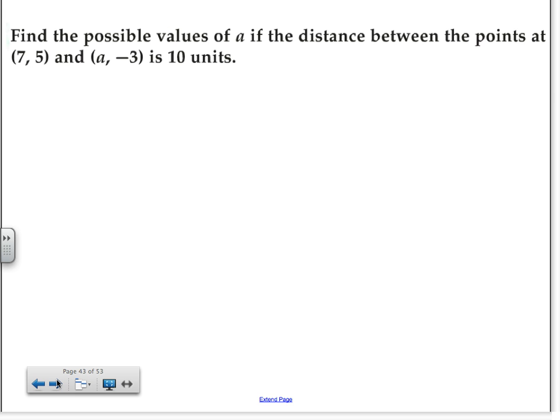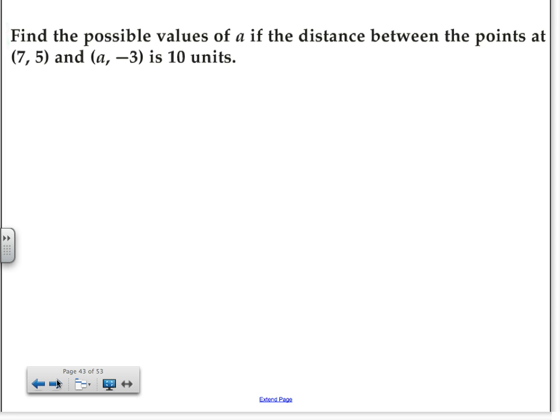Watch what happened. This time I said find the possible values of A if the distance between the points (7, 5) and (A, -3) is 10 units. So I'm not asking you to find the distance between 2 points anymore. Instead, what am I asking you to find? The missing variable, the missing coordinate in this case. See it? So I do not know exactly where this point is.